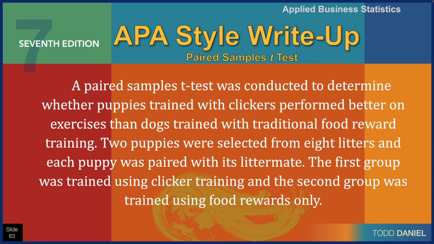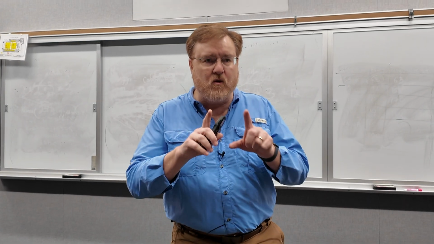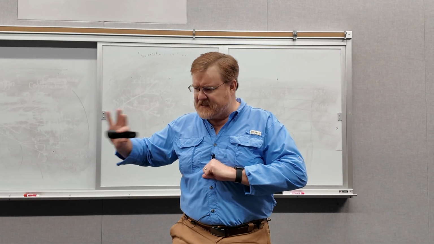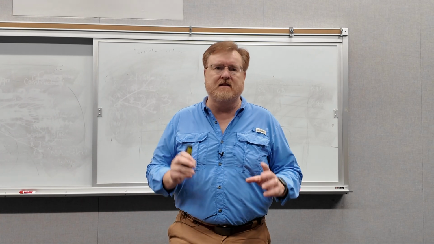For our APA style write-up, a paired samples t-test was conducted to determine whether puppies trained with clickers performed better on exercises than dogs trained with traditional food reward training. 2 puppies were selected from 8 litters, and each puppy was paired with its litter mate. The first group was trained using clicker training, and the second group was trained using food rewards only. And again, I'm making sure to include sufficient information that you could replicate my study, do exactly the same thing as I have done. Replication is very important in science.